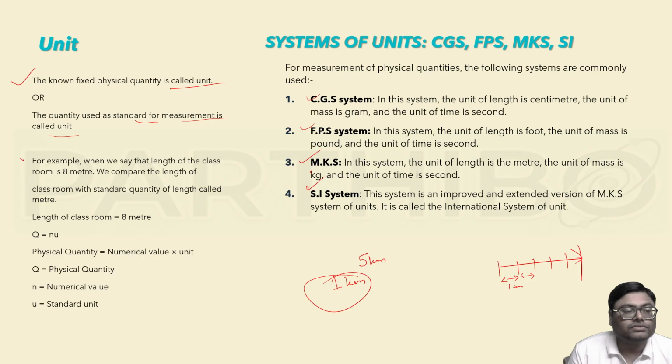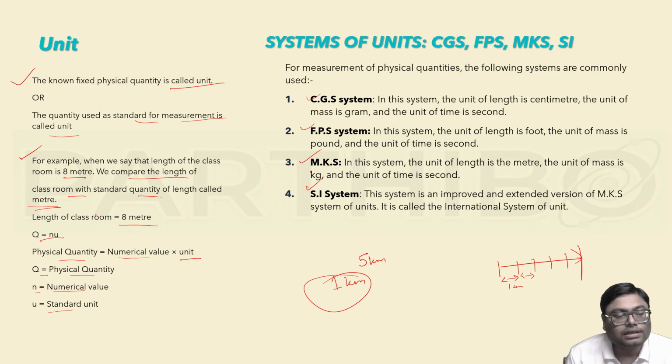There is an example given. For example, when we say that the length of the classroom is 8 meter, we compare the length of the classroom with a standard quantity of length called meter. Now the length of the classroom is 8 meter. Q is equal to n u. Physical quantity is equal to numerical value into unit. Now Q is equal to physical quantity, n is equal to numerical value, and u is equal to standard unit.